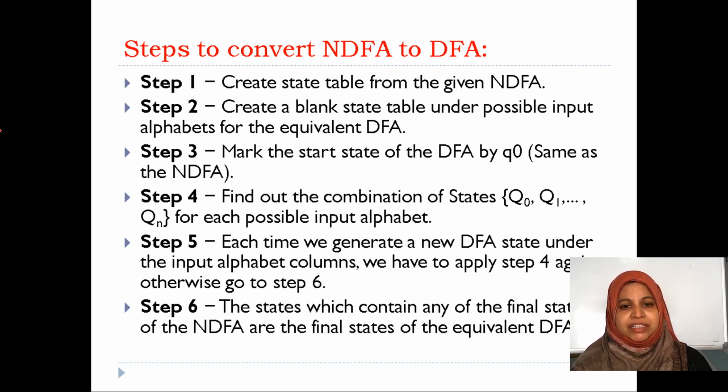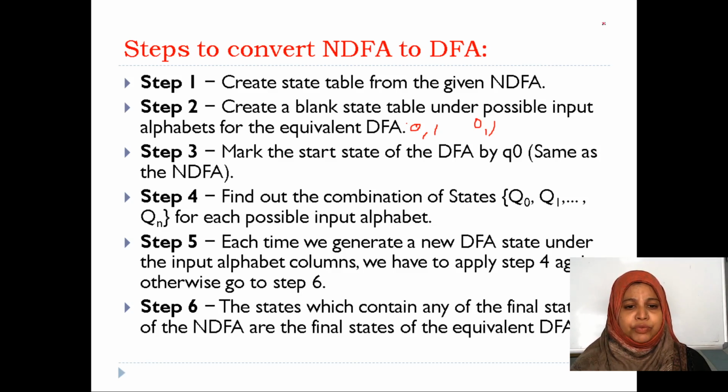In the second step, create a blank state table under the possible input alphabets. We have to take the same input alphabets. For example, if the NDFA has input alphabets 0 and 1, then while converting to a DFA we also take 0 and 1. Next, in step 3, mark the start state of the DFA by Q0. Whatever the starting state of the NDFA is, the same state is the starting state of the DFA.